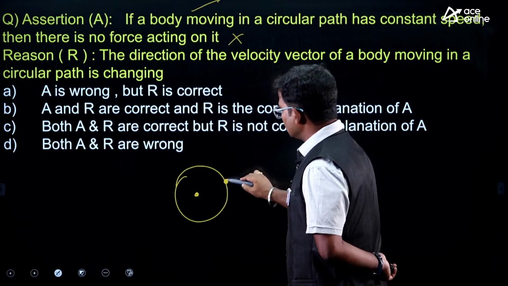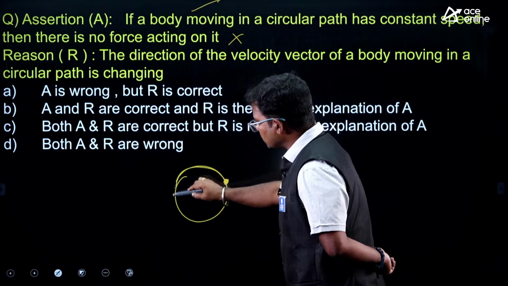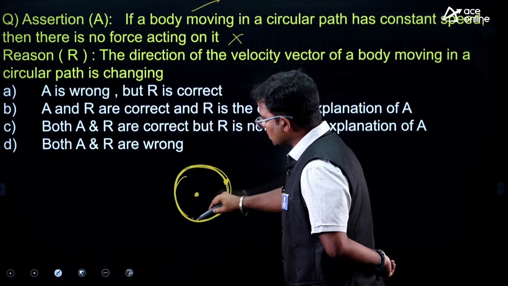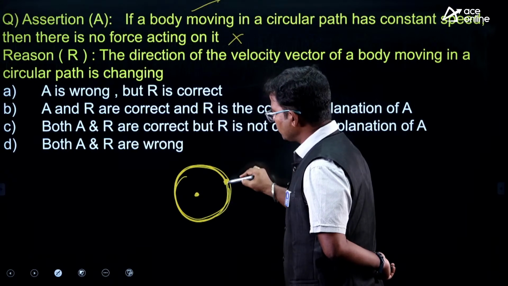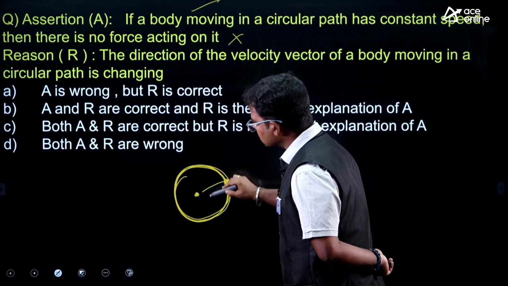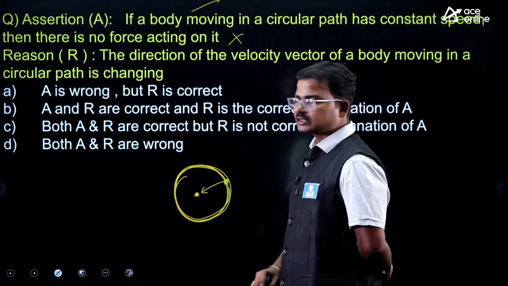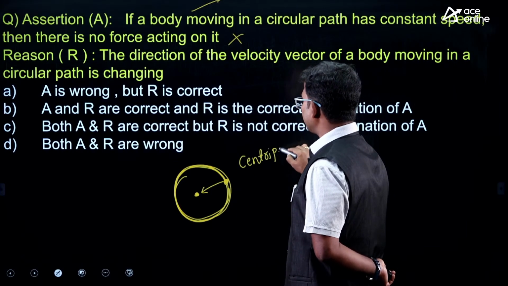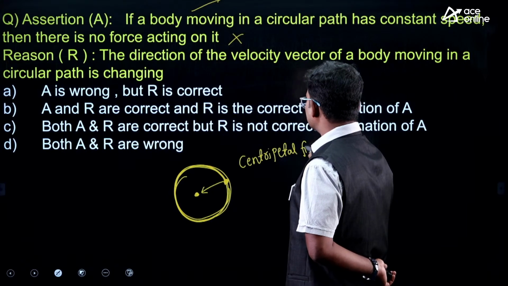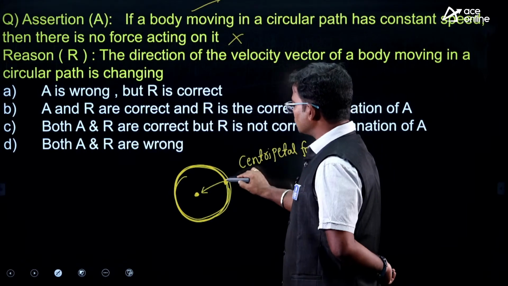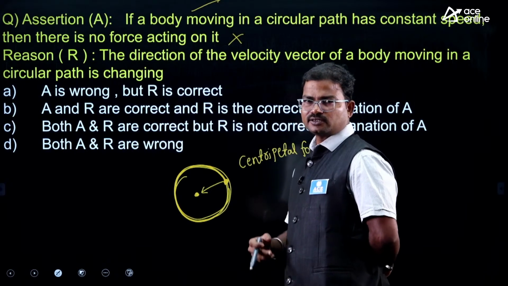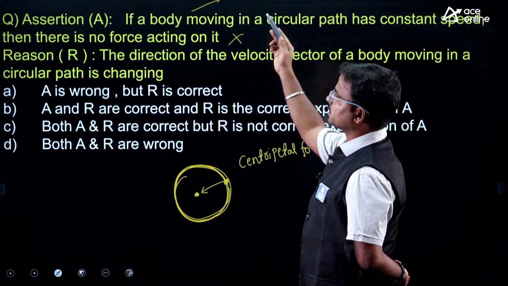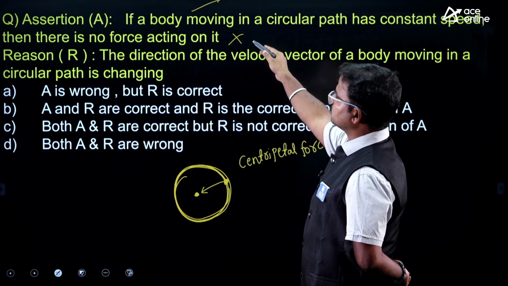Why? Because if an object is revolving in a circular orbit, one force always acts towards the center, that is considered as centripetal force. So on this object, a force is exerted. Which one is it? Centripetal. But what did they mention? There is no force acting on it. So that's why the assertion is wrong.